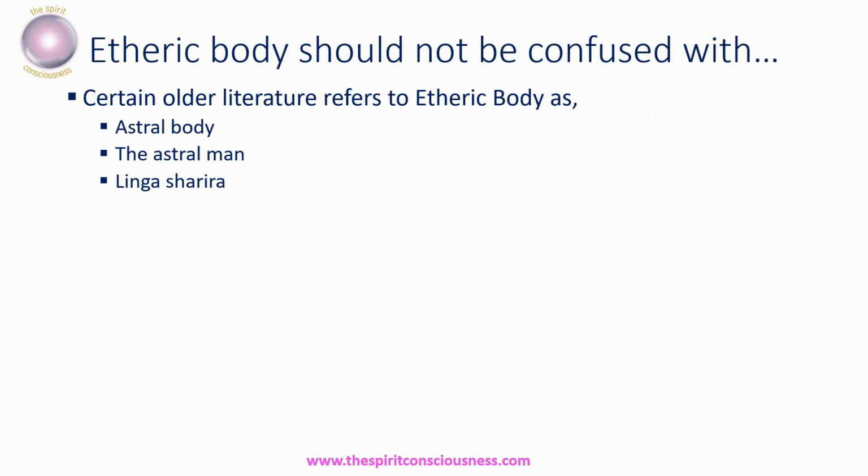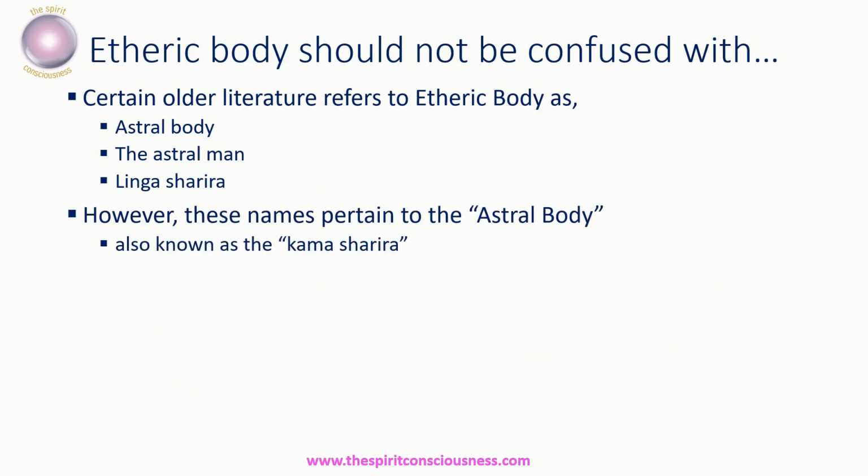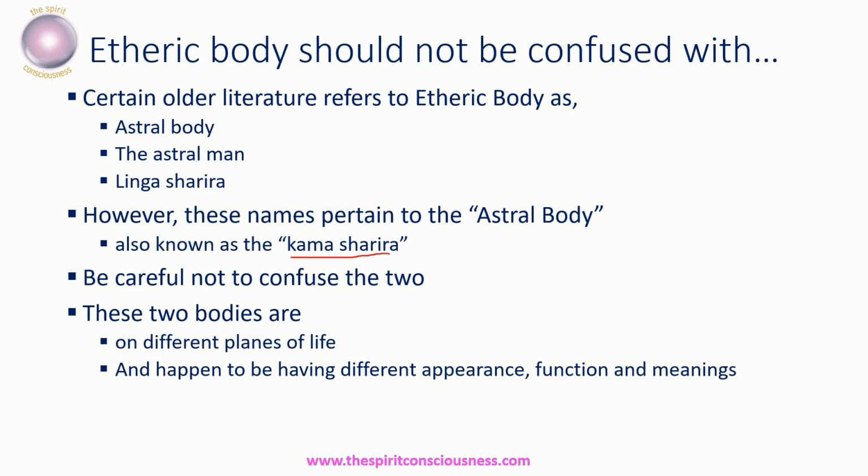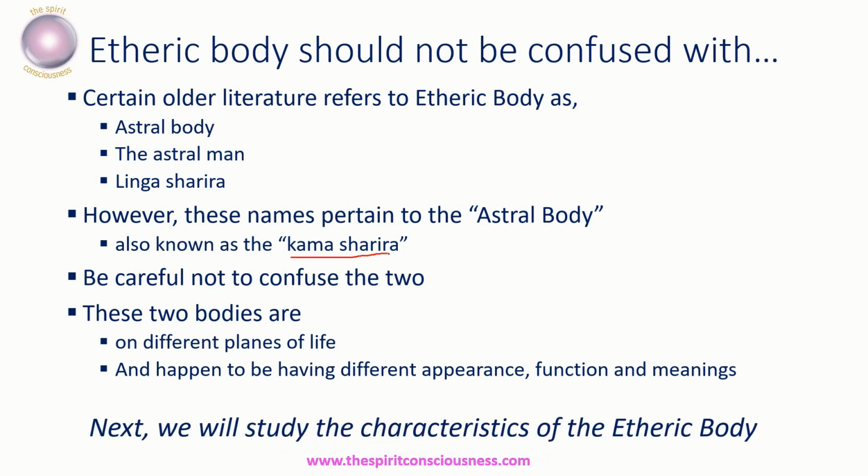Etheric body also has several misnomers. So it should not be confused with the astral body, the astral man, or the Linga Sharira, which certain older literature refers to etheric body as. So these are the names which pertain to the astral body, which is also known as the Kama Sharira. One should be careful not to confuse the two. These two bodies, the etheric and the astral, are on different planes of life, and they happen to have different appearance, functions, and meanings. Next, we will study the characteristics of the etheric body.